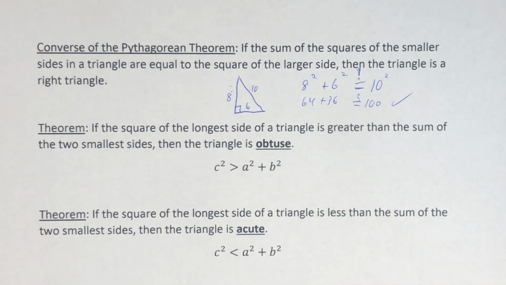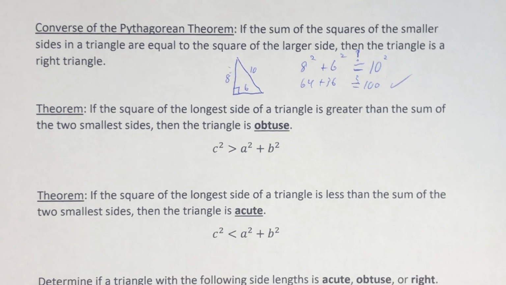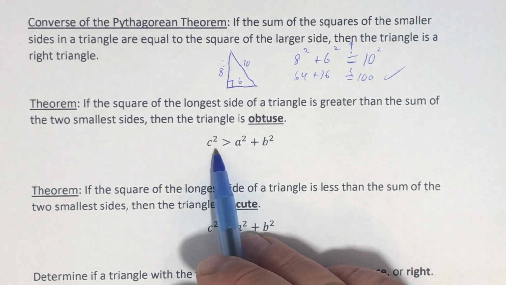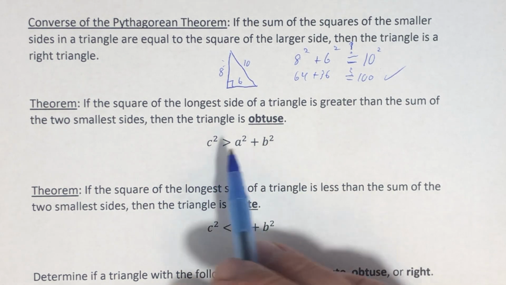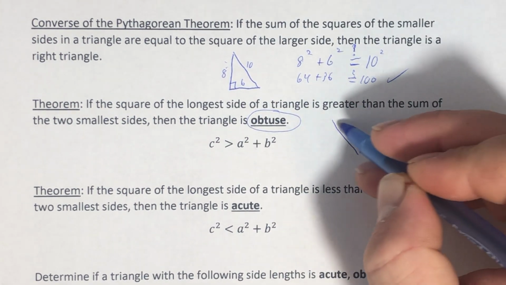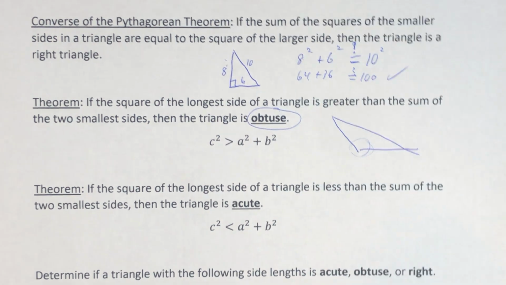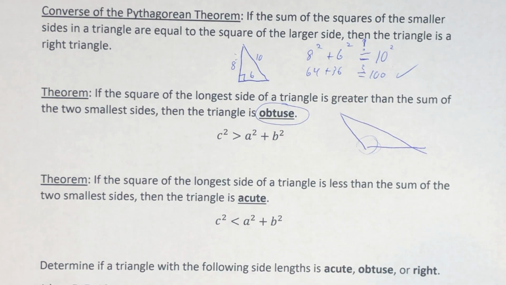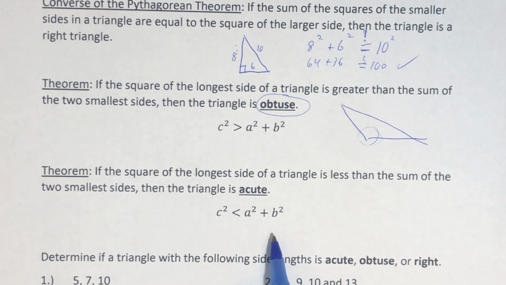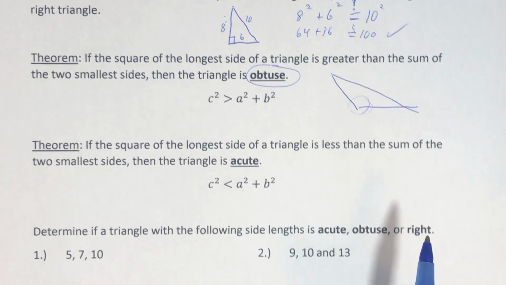Okay. Now what happens if we take the longest side and square it and they're not equal? Well, we have two theorems to cover that. We could actually determine whether it's an acute or obtuse triangle. So if I do my a squared plus b squared and that happens to be smaller than c squared, meaning c squared is greater, I get an obtuse triangle. Remember, an obtuse triangle is just a triangle that has one angle that's bigger than 90 degrees. Okay? Now, if I square the longest side of a triangle and it is less than the sum of the squares of the two smaller sides, then I have an acute triangle.